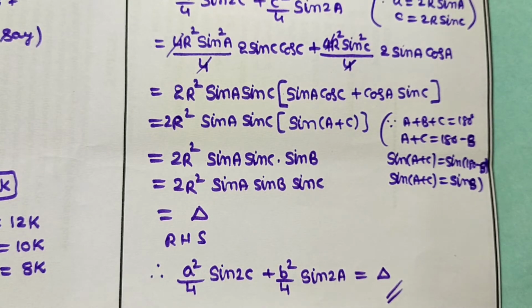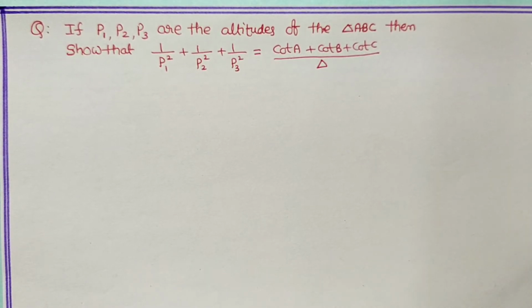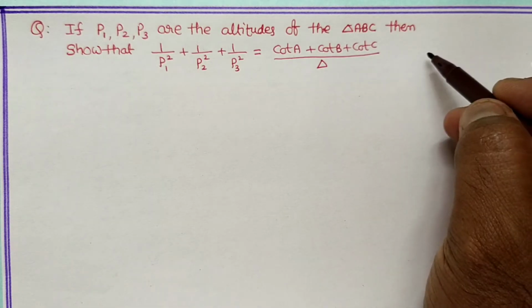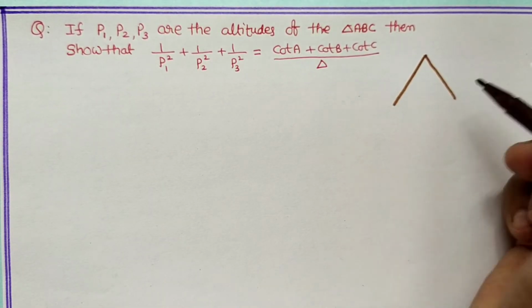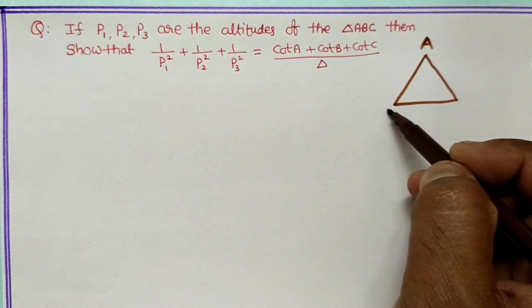Hence, the result. The next question: if P1, P2, P3 are the altitudes of the triangle ABC, then show that 1 by P1 square plus 1 by P2 square plus 1 by P3 square equals cot A plus cot B plus cot C divided by delta. So here consider a triangle with sides a, b, c and altitudes P1, P2, P3. Consider the rough figure with vertices A, B, C.